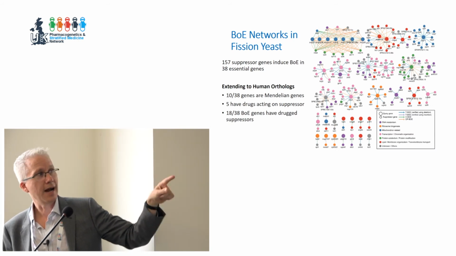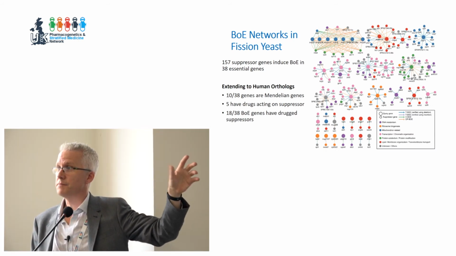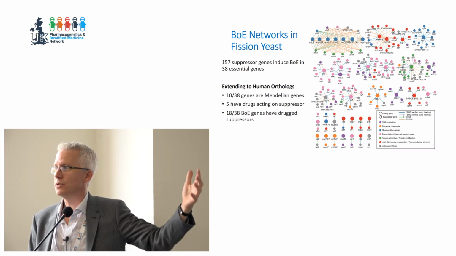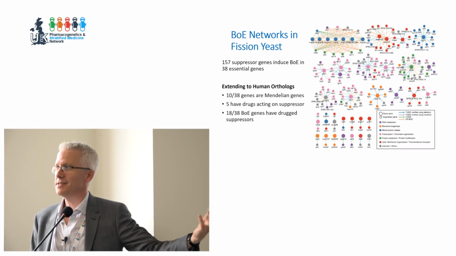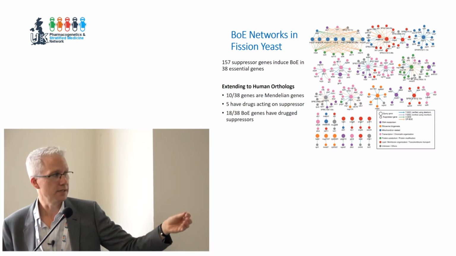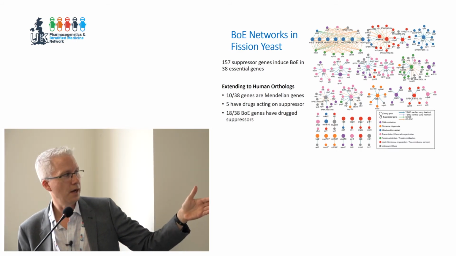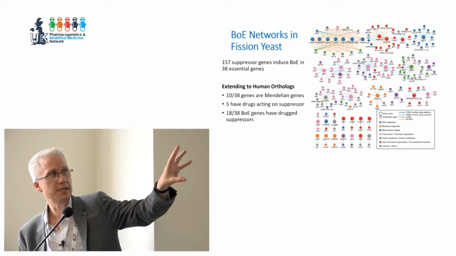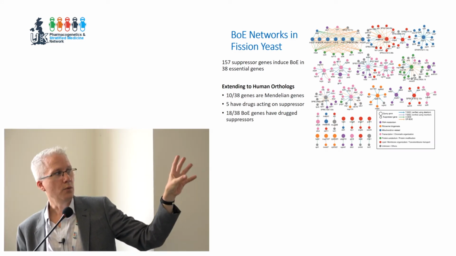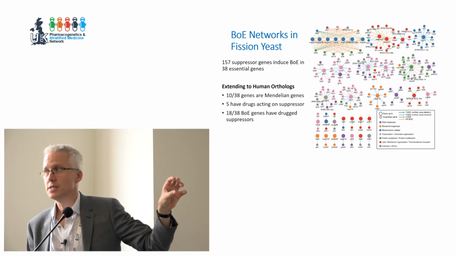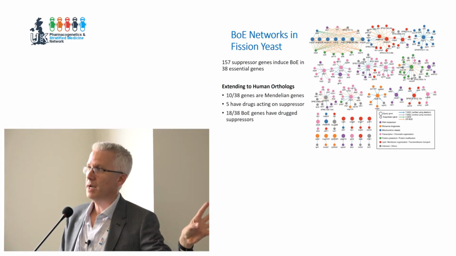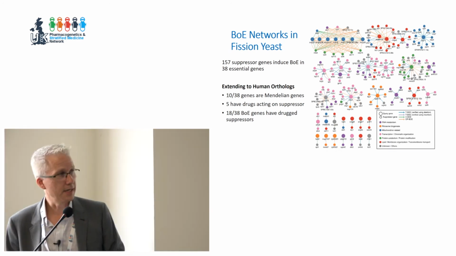5 have drugs that act on the suppressors there. So 5 of those potentially could, in yeast at least, have an effect on those genes. And 18 of the genes are drugged. So 18 of the small nodes are drugged. They may not interact with the Mendelian disease gene that we know about yet, but that gene may exist.